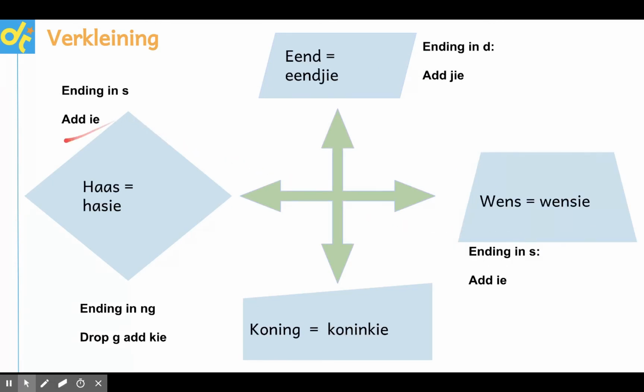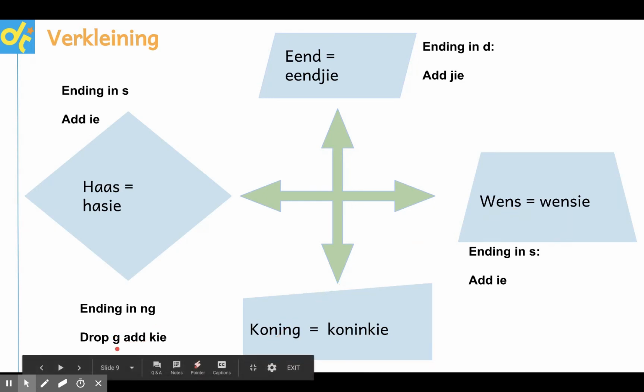Ending in S, add an IE. Haas, haasie. We dropped an I because it was a twin vowel. Eend, ending in D, add a JIE. Wens, ending in S, add an IE. Or you can even just see that it's got two consonants, so just add an IE. You don't want to add another consonant, otherwise there's too many consonants.